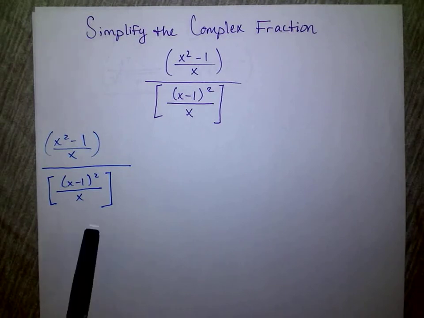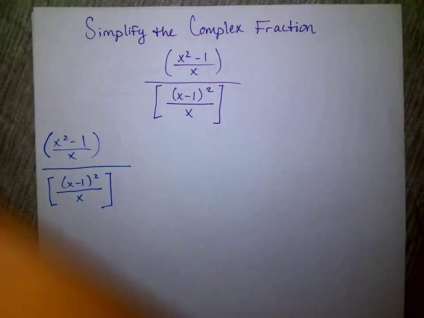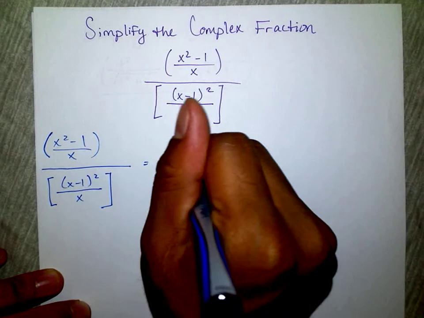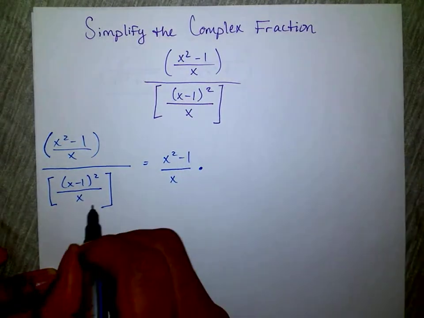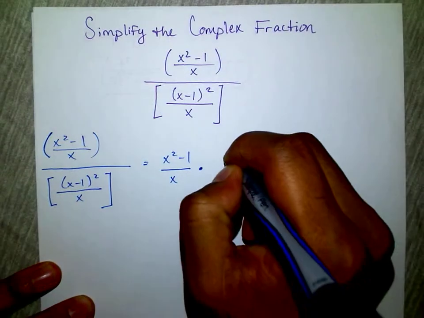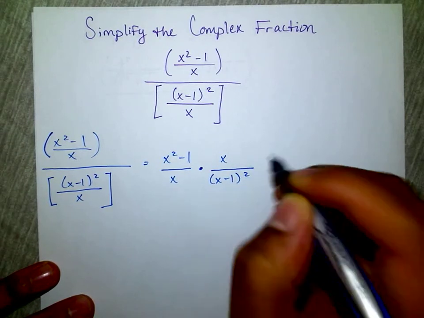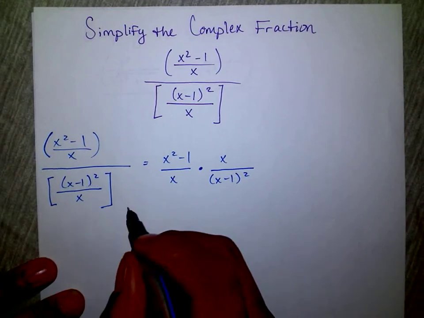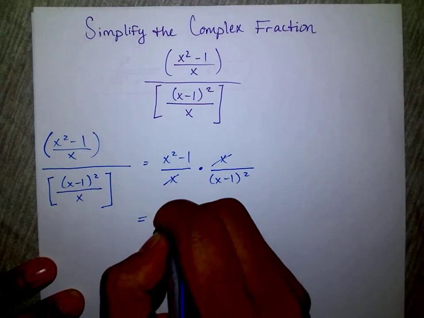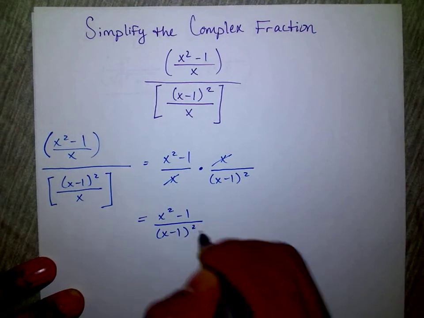is I'm going to go ahead and rewrite this as multiplication. When I rewrite this as multiplication, it's going to look like this: x squared minus 1 over x times, and when we do this, we multiply by the reciprocal. Reciprocal means we flip it upside down. So that's going to be x over x minus 1 squared. We can take one thing and go ahead and simplify that. Of course, we're going to get rid of those x's. So that's going to be x squared minus 1 over x minus 1 squared.